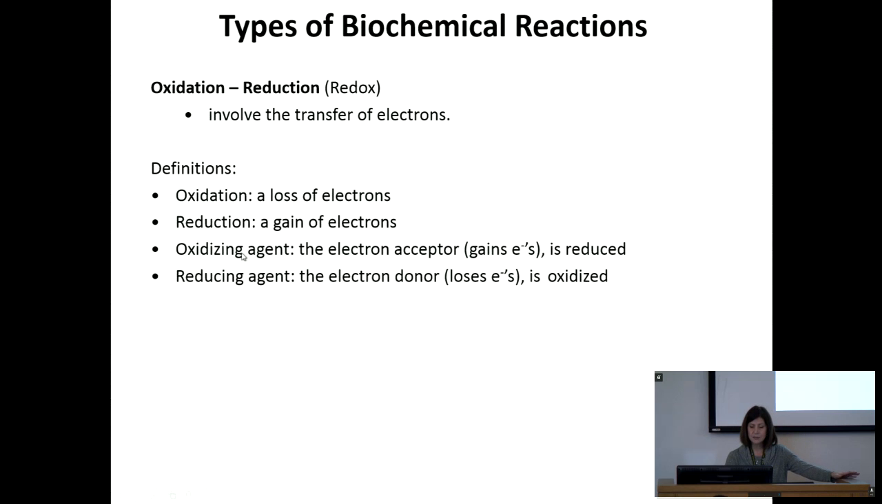And that something else that gains electrons is called the oxidizing agent because it's causing the other thing to be oxidized. So if you're being reduced, you're causing something else to be oxidized, so you are the oxidizing agent. If you're being oxidized, something else is reduced, so you are the reducing agent. Think secret agent. You're on the other side.